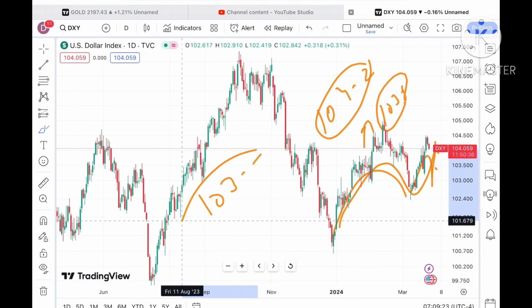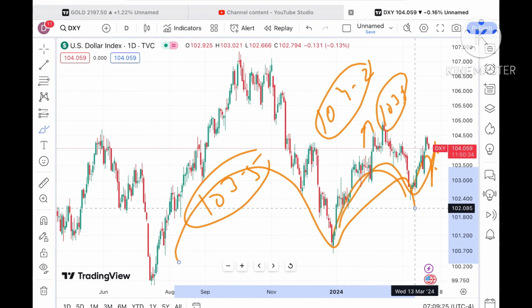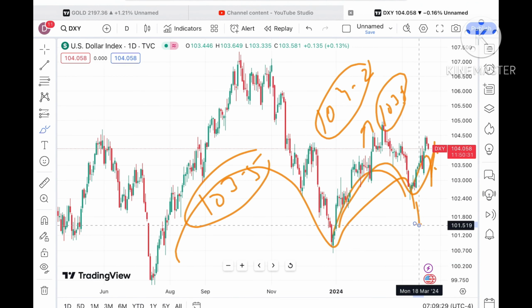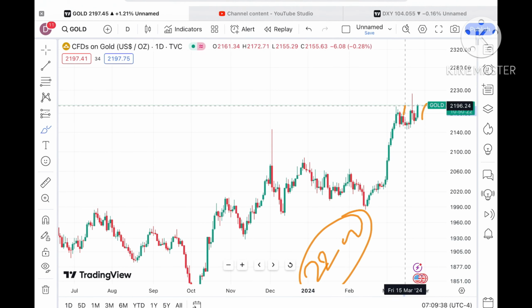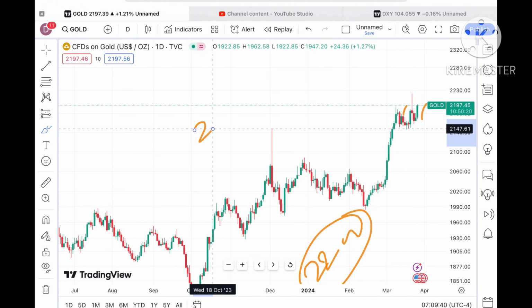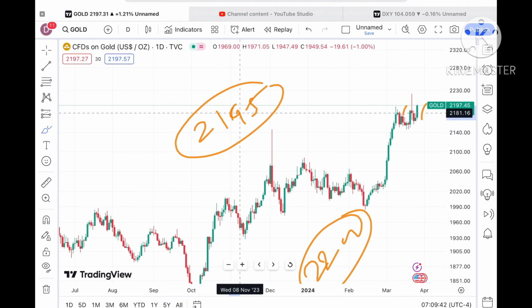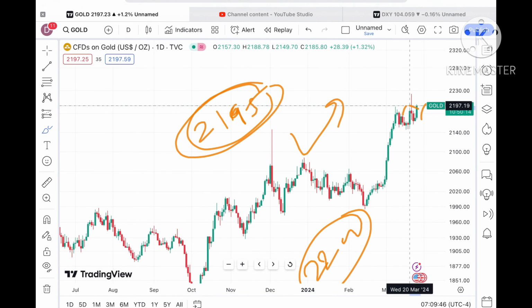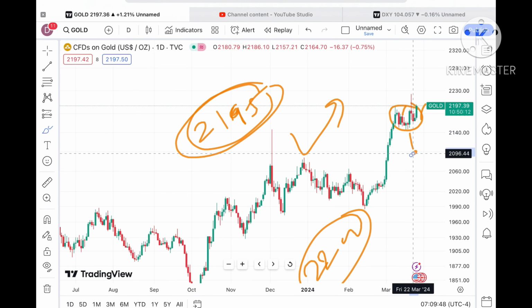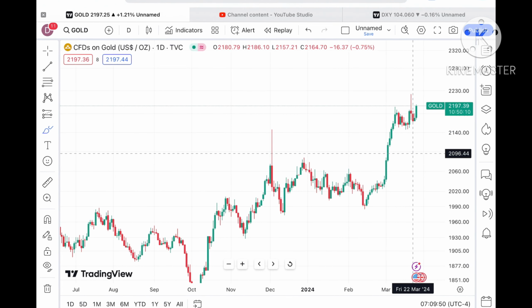And overall trend, if the price starts going below a level of 103.5, there is a further downfall, because there is a clear downfall trend looking at this particular chart. Now if you look at this trend on the gold side, you will see a continuous upside trend. But we have seen a very strong support coming at a level of 2195. This is a very strong support, so we have seen a bounce back. But if it starts going below this level, we can see a further downfall.